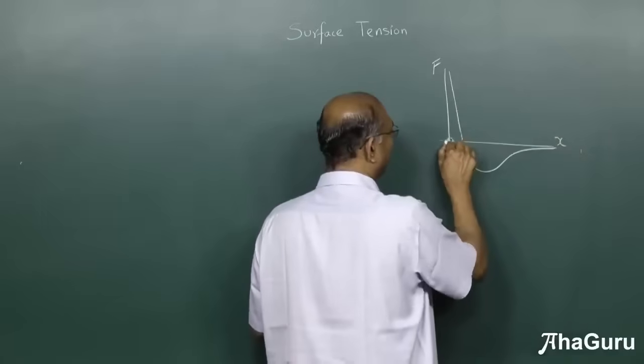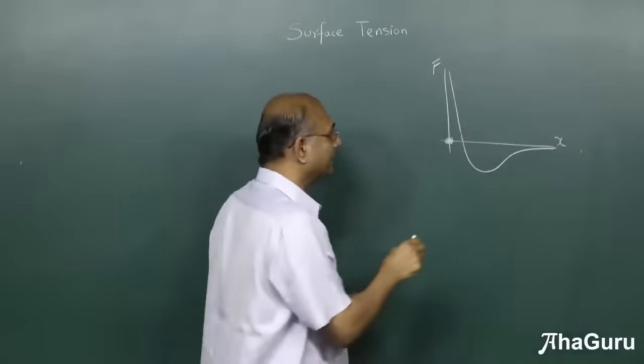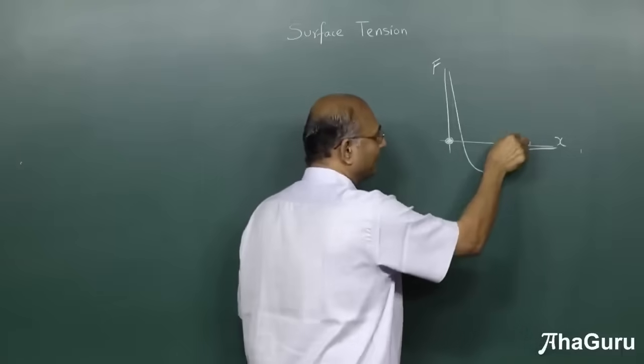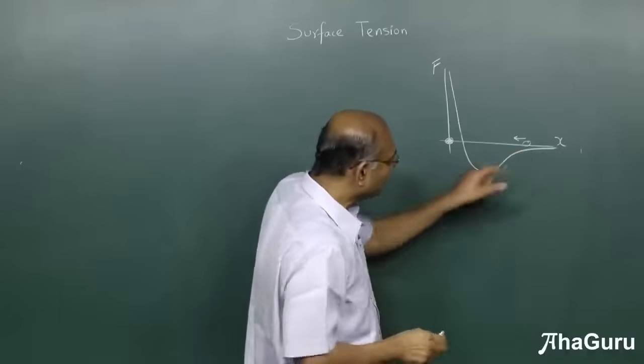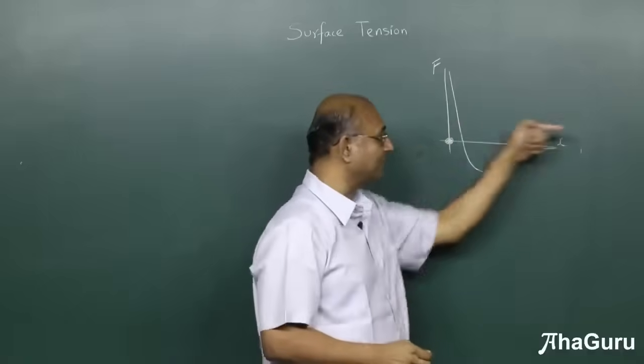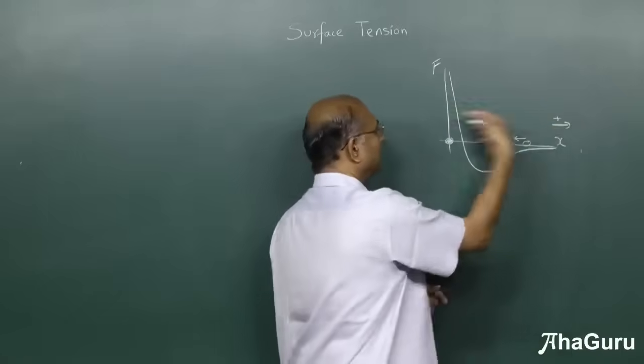So suppose I kept one atom here and the second atom was there. The force is negative, which basically means the force is in this direction. How much? Given by this. This is the magnitude. Negative basically tells you it is in this direction. You know that is the positive direction. This is the negative direction.